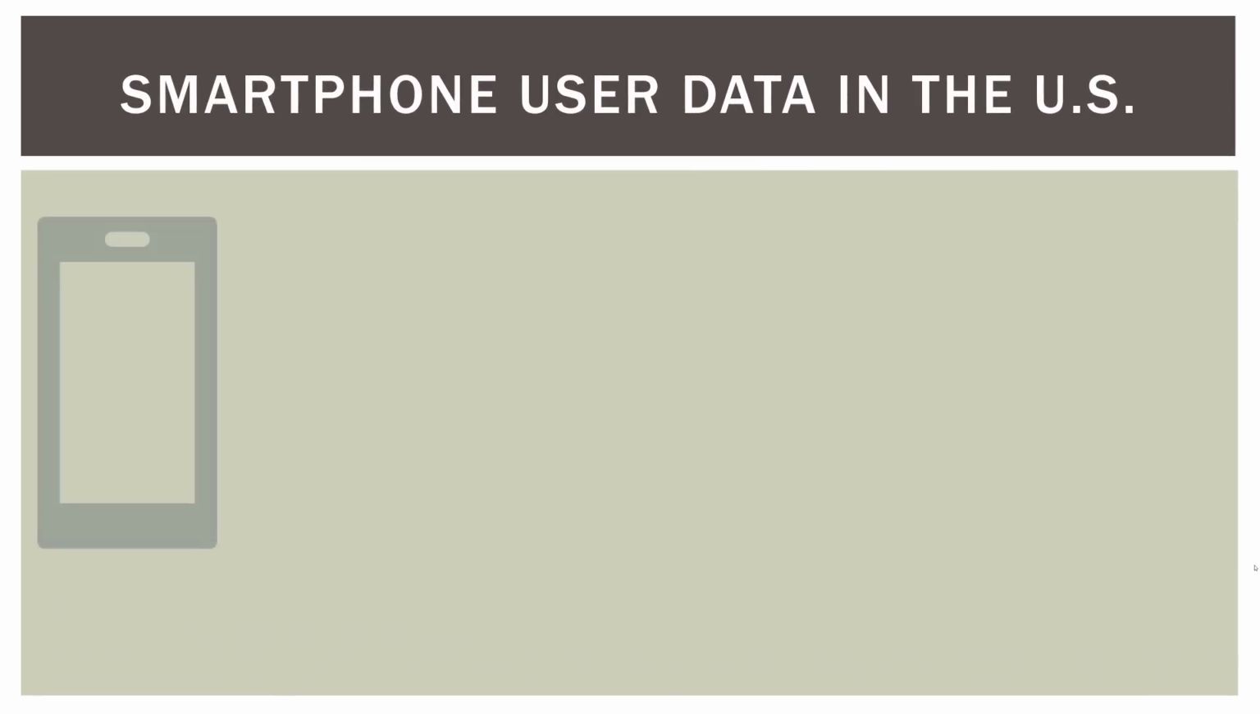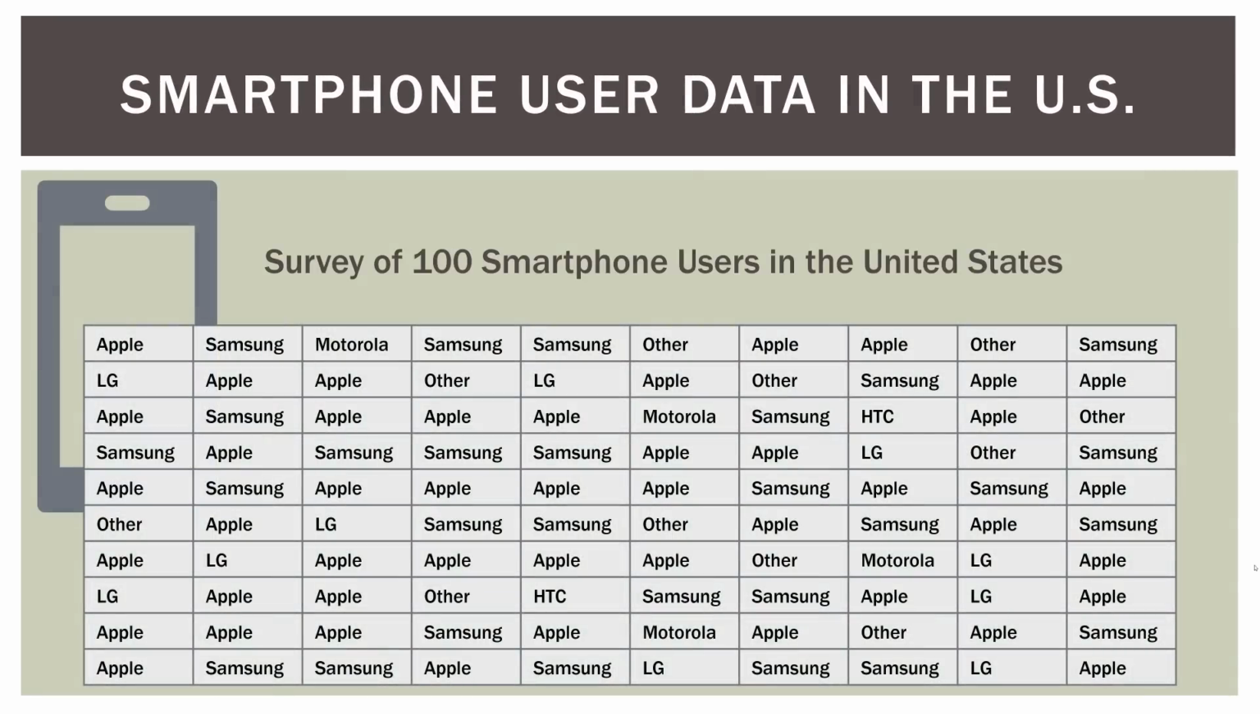So here are some fake data about smartphone users in the United States. Let's say we did a fictitious study of 100 smartphone users in the US, and we asked them, who made your primary smartphone? Because sometimes people have more than one. Let's just say your primary smartphone. And this is what we have. We have a mix of Apple, Samsung, LG, other, which captures everything else, and Motorola. And this is actually approximately the distribution of cell phone makes here in the US.